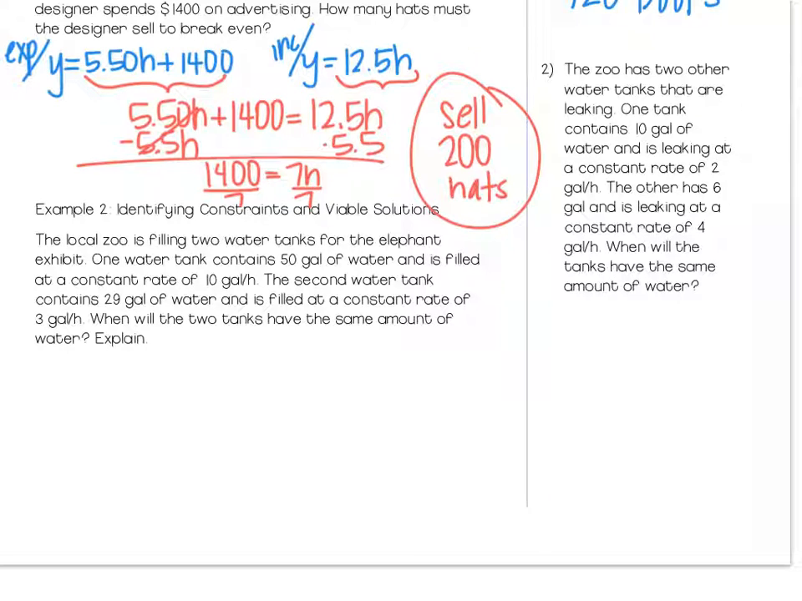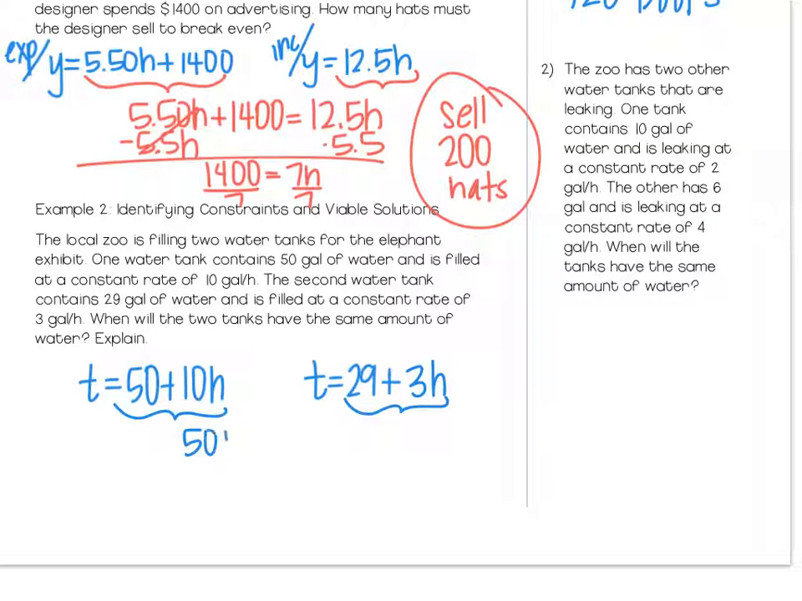So total in the tank for the first one is going to be 50 plus 10 per hour. And total in the second tank is going to be 29 plus 3 per hour. So since they both already equal T, let's just set them equal to one another, just like the last question, and solve. So I'm going to subtract 3h from both sides.